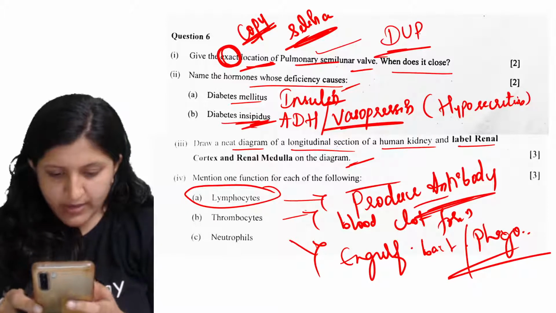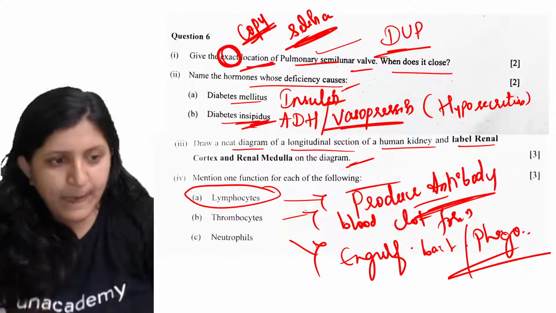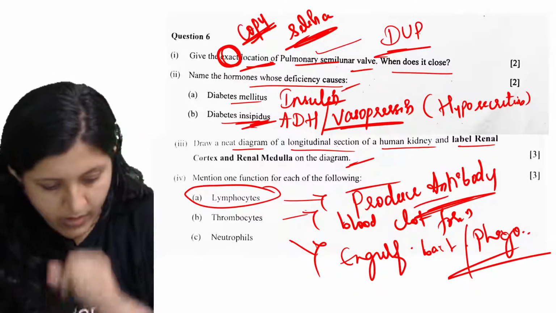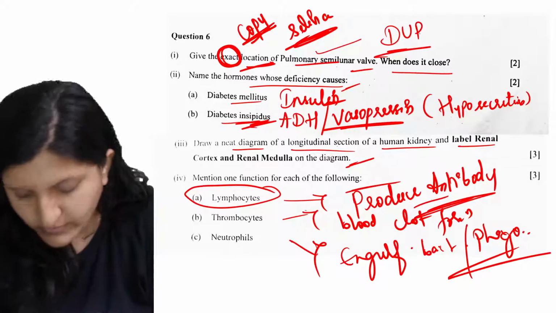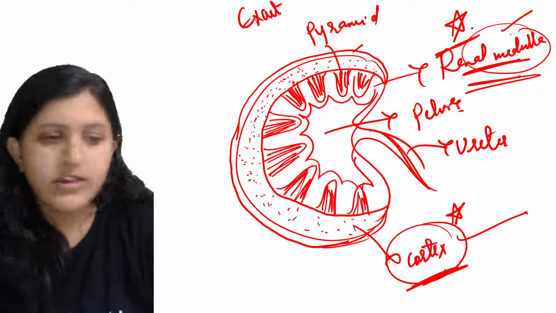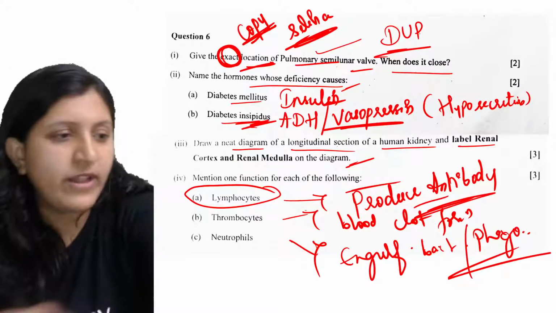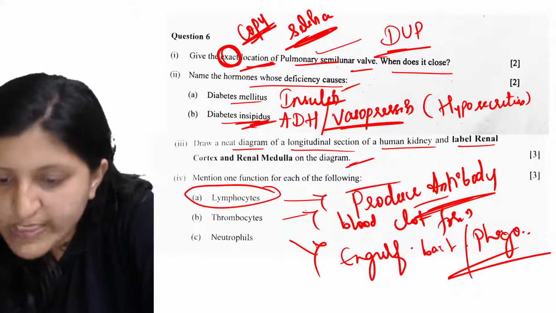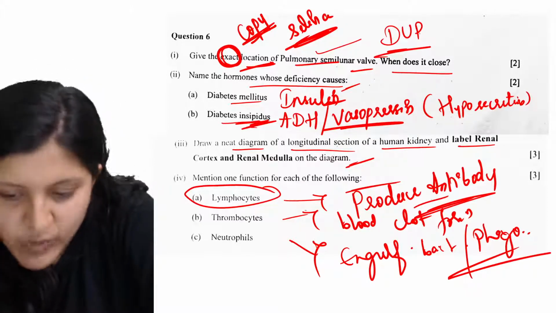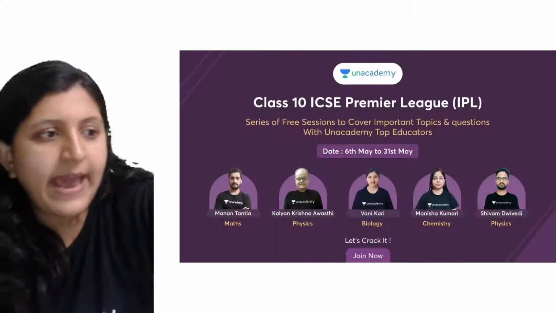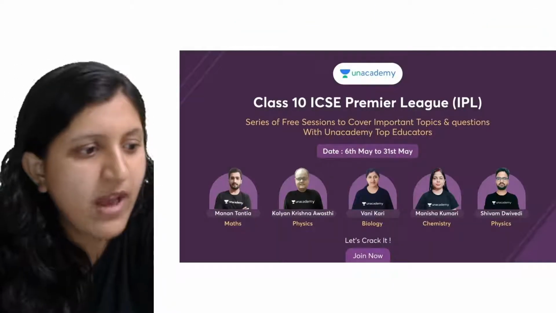All right, any doubts you guys have? We are done with all the question discussions, 6 questions were there, and all 6 questions are discussed. So phagocytosis is the answer. Before I end this session, any doubts you have, you can ask.